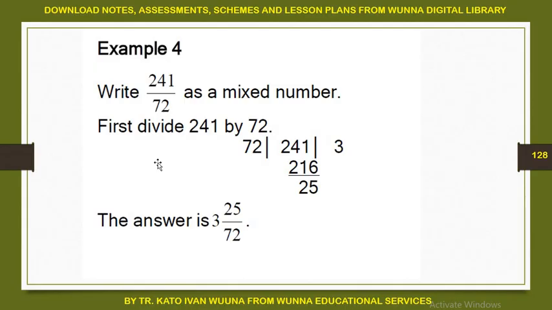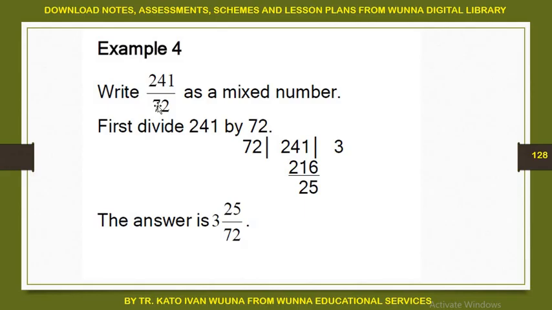We've said that we shall look for 2 numbers that you add to get 241, but one of the 2 numbers should be a multiple of the denominator. In this case, the denominator is 72. We are going to look for the multiple of 72 that is less but close to 241. If you try to use your calculator, you'll find that it is 216. How do we get this?